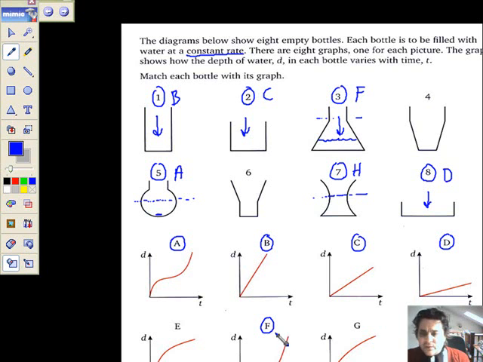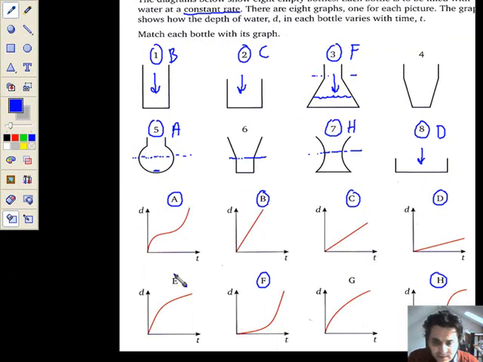That works. Now I've got 2 more graphs, 2 more vases. Question 6. I've got a cylindrical part, a uniform cross section across there, and then the vase gets wider and wider. So I'm looking for a straight line, linear part first, and then something that fills up more slowly afterwards, because the vase is getting wider and wider. In other words, filling up more and more slowly. So I'm going to go with, I suppose, that one, because that looks straight-ish, and then it slows up as the vase gets wider and wider. So I'm putting 6 with E, and I'm left with G goes with 4.